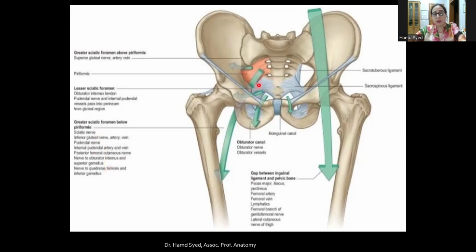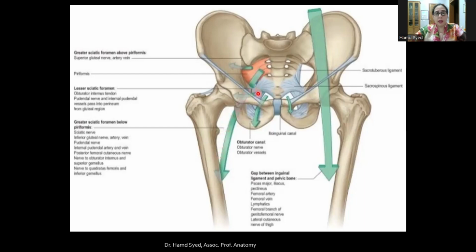So this here is the greater sciatic foramen. It is transmitting those structures which pass from the pelvis into the gluteal region, and also the structures which pass from the pelvis via the gluteal region to enter the lower limb.